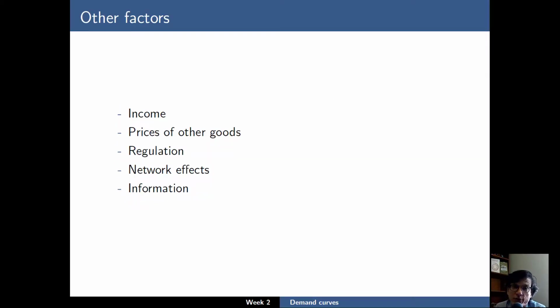So some other factors include your income or the income of a whole nation. It could include the prices of other goods. It could include regulations about notebooks. It could include network effects, and it could include informational effects. So let me go through these each in a little bit of detail.